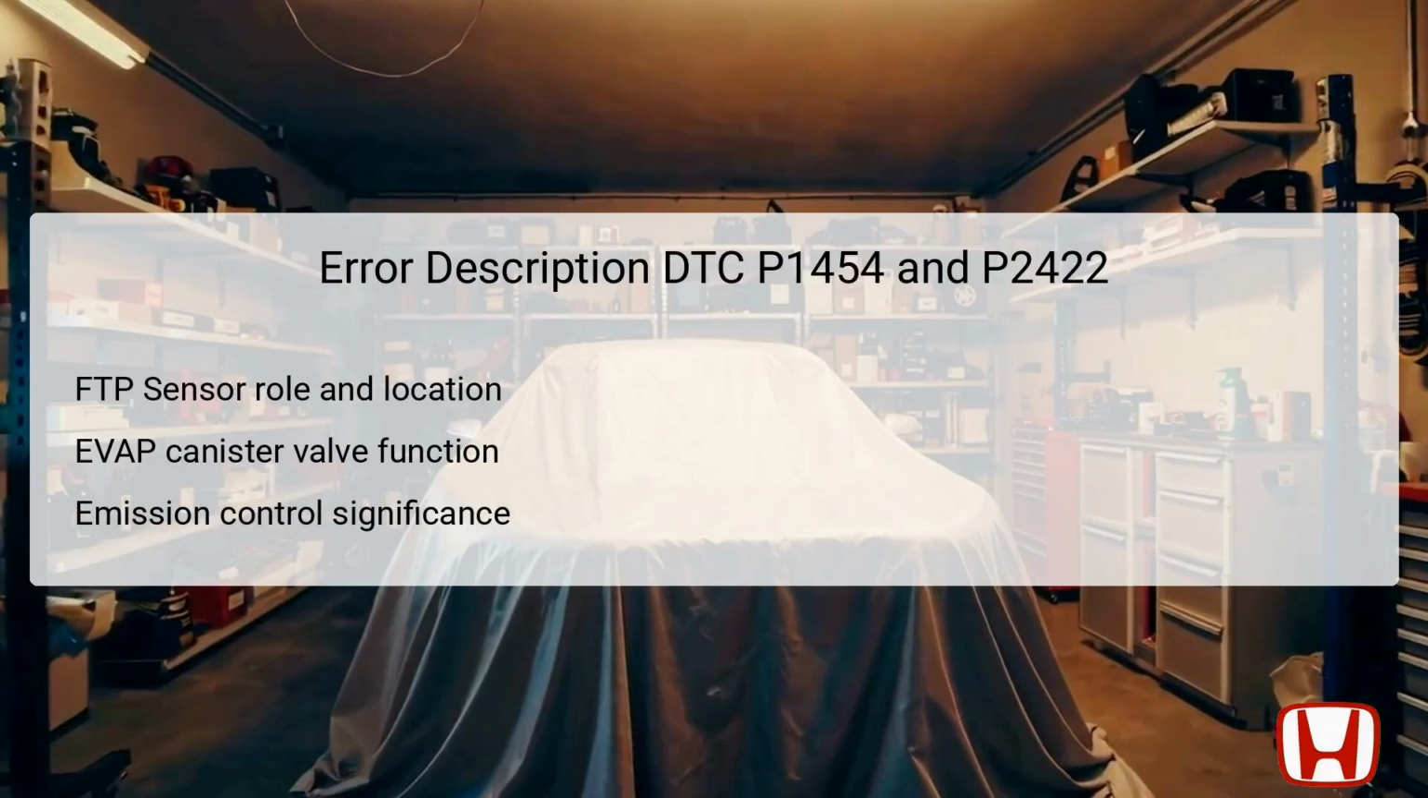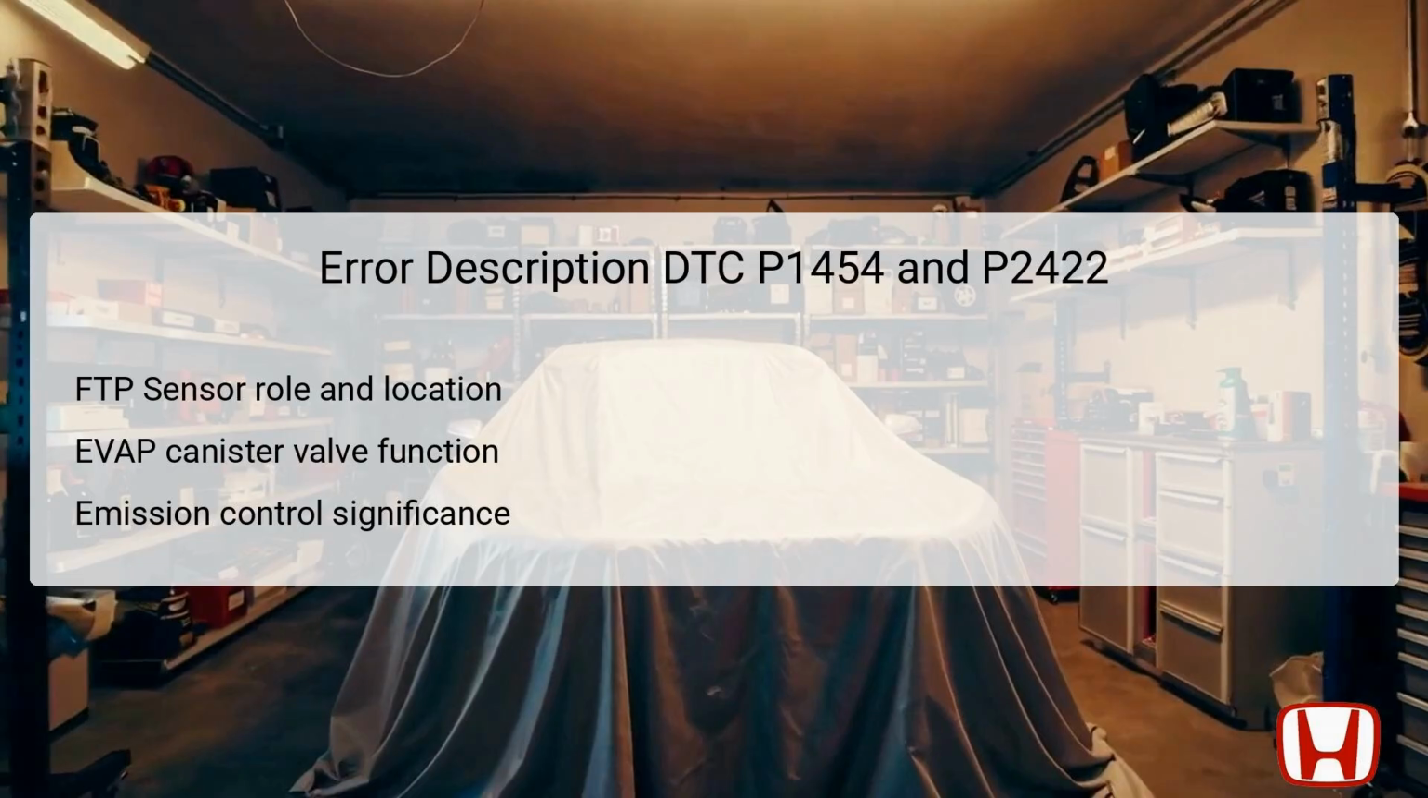DTC P1454 relates to the fuel tank pressure, FTP, sensor, which plays a pivotal role in monitoring the vapor pressure within the fuel tank. Located typically near the fuel tank, this sensor provides essential data to the powertrain control module, PCM, for managing emissions. A malfunctioning FTP sensor can lead to inaccurate readings, causing the vehicle to fail emission tests and potentially impacting engine performance.